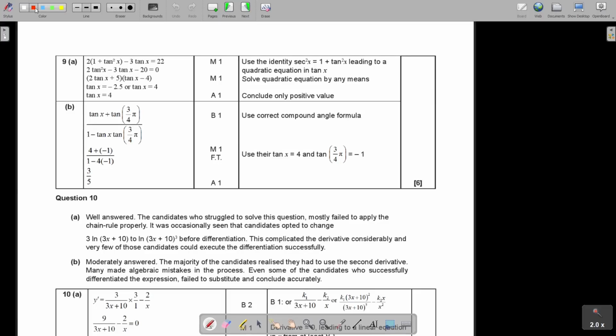So by substituting that formula in, you got a mark. Okay, then factorizing correctly, and then if you choose that one, tan x equals 4. And then this one, the formula again, and then substituting correctly, and then again your final answer.